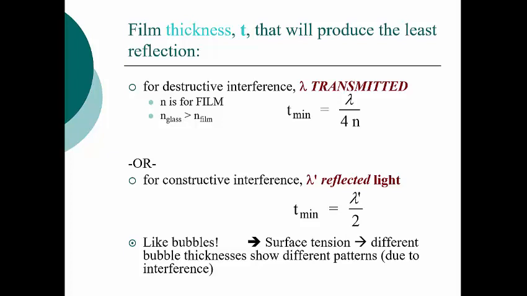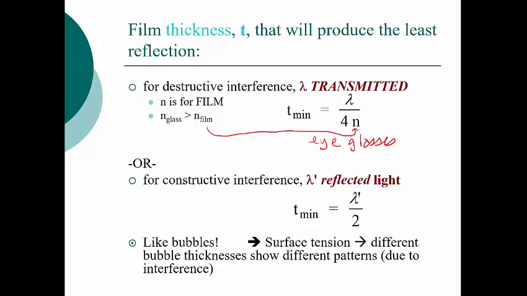So if we're talking about transmitted light through something like your eyeglasses, for instance, where we want to have a thin film that lets light through, but we have no glare, right? So anti-reflective, our film has to have an index of refraction that's greater than the glass, and this n is in fact the n of the film, not the index of refraction of the glass.